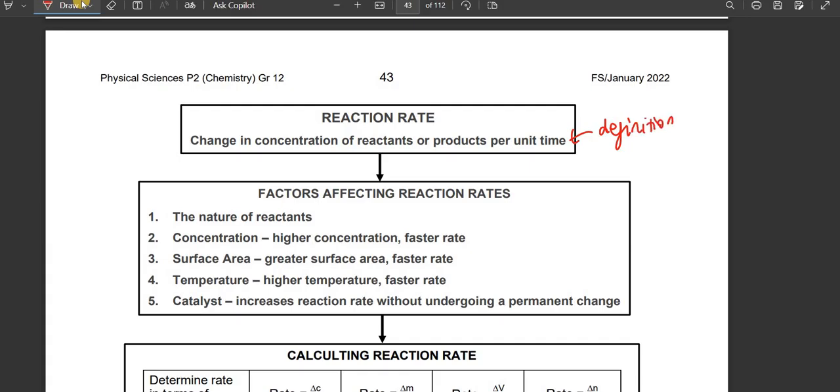Rate is the change in concentration of reactants or products per unit time. I think it's one of the simplest definitions ever. What are the factors that affect the rate? Remember, it is the nature of a reactant, the concentration, surface area, temperature, and catalyst. If you have a higher concentration, you have a faster rate. Greater surface area, faster rate. Higher temperature, faster rate. A catalyst increases the rate without undergoing permanent change. Those are the factors we should know.